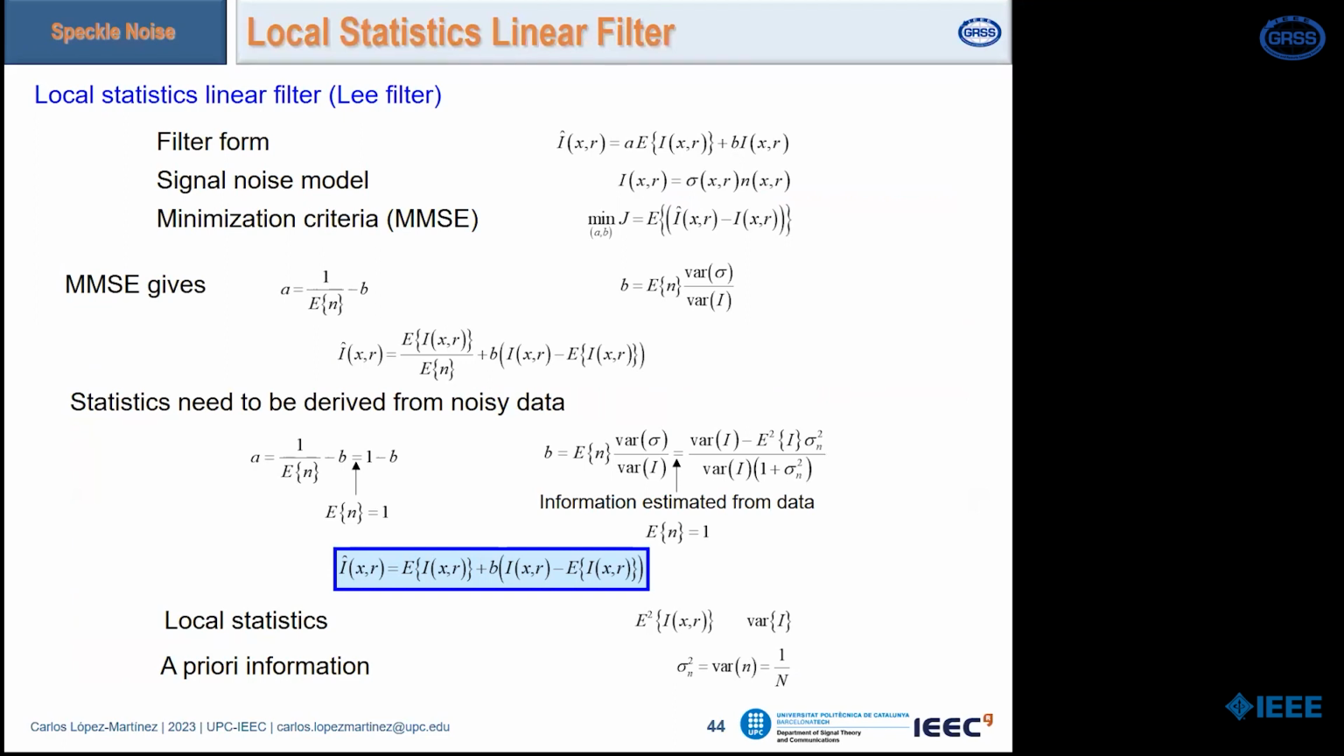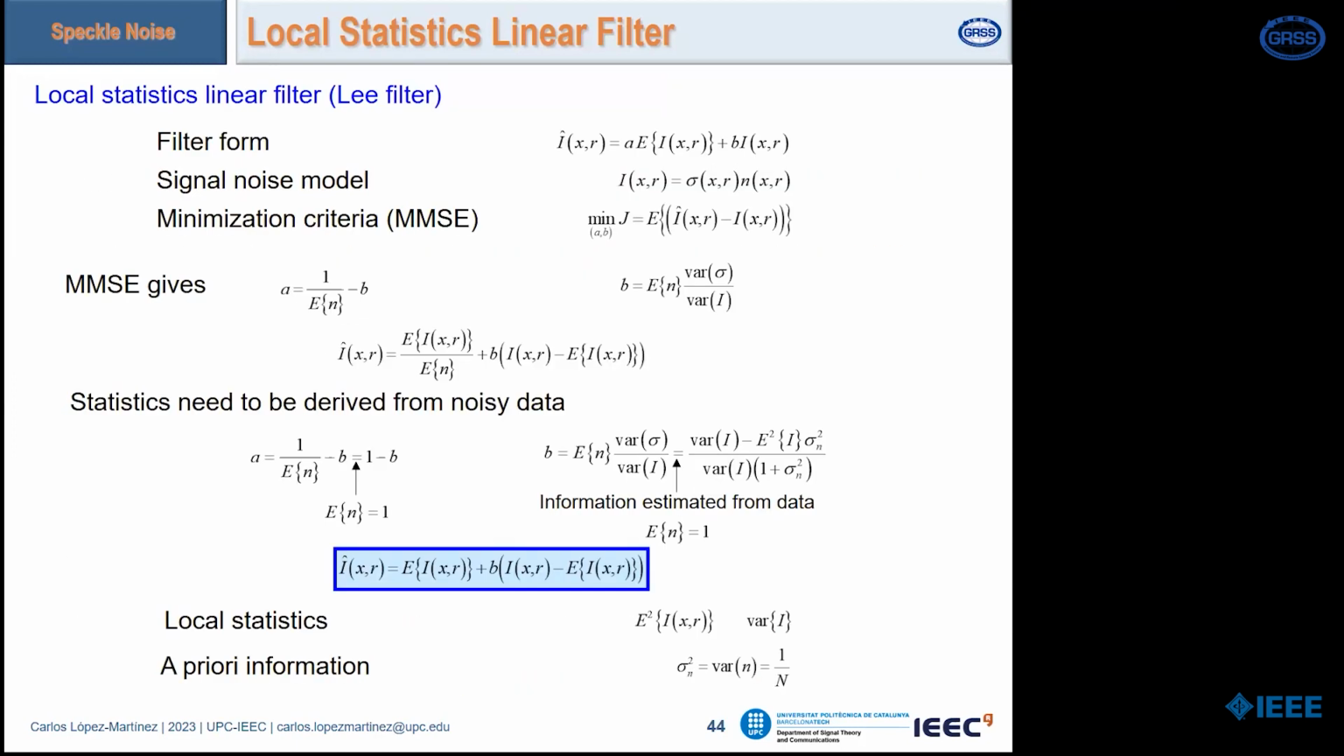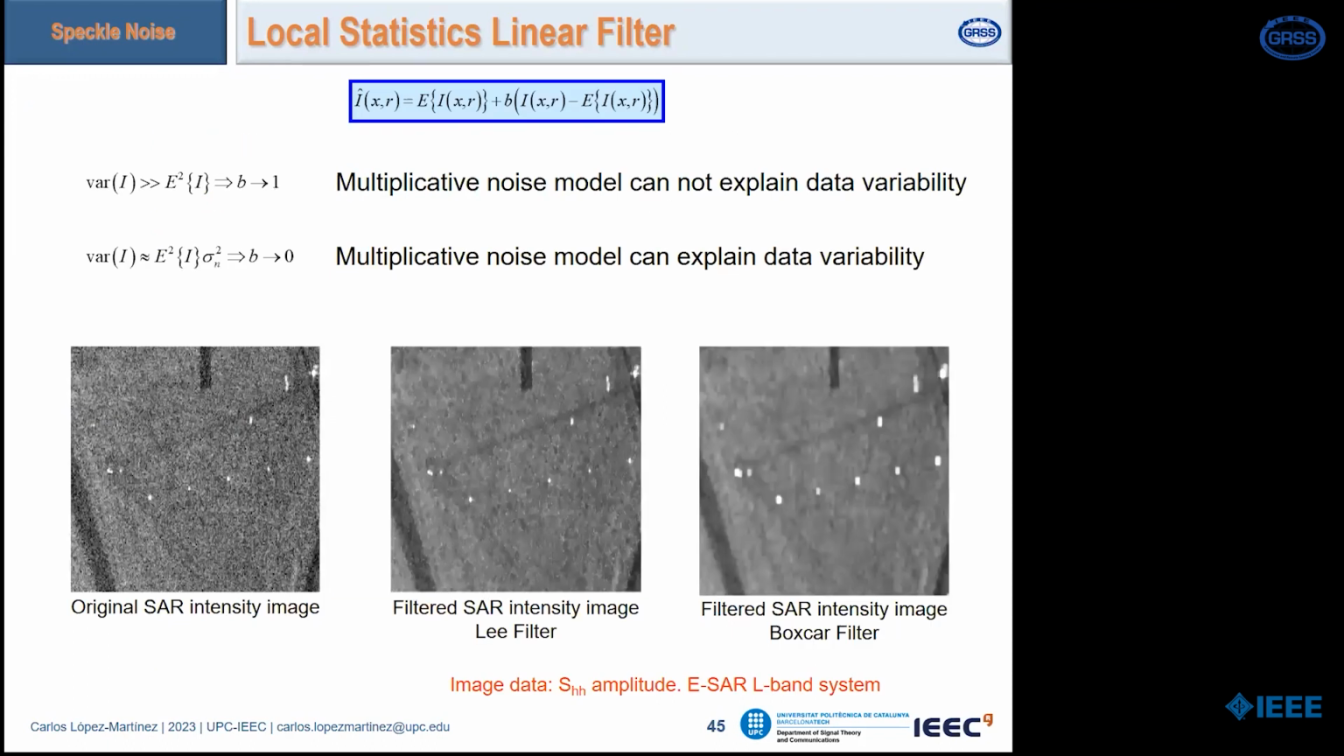There are many different ways. If you want, you can go to the literature. The best is just to go to some simple filters. The most simple filter is the Lee filter, which through its equations is able to analyze if it is in a point target or a distributed target, and the effect is the following.